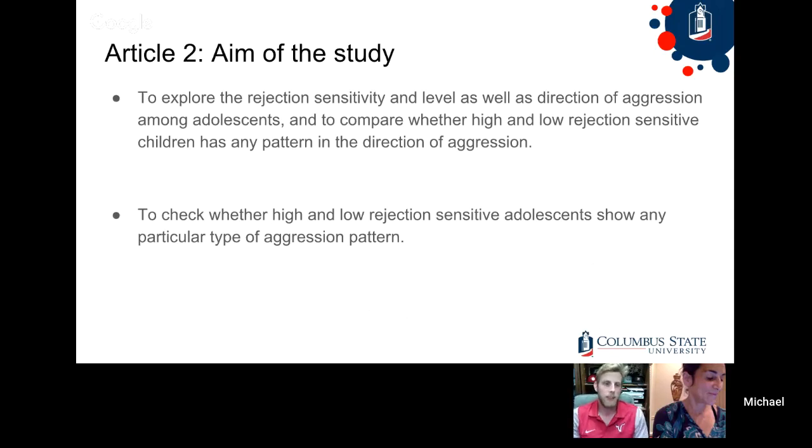The aim of the study was to explore the rejection sensitivity and level as well as direction of aggression among adolescents and to compare whether high and low rejection sensitive children have any pattern in the direction of aggression. The second aim of the study was to check whether high and low rejection sensitive adolescents show any particular type of aggression pattern.